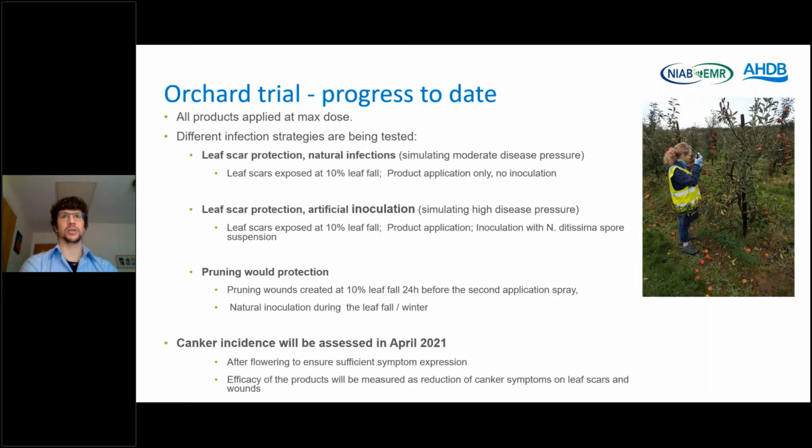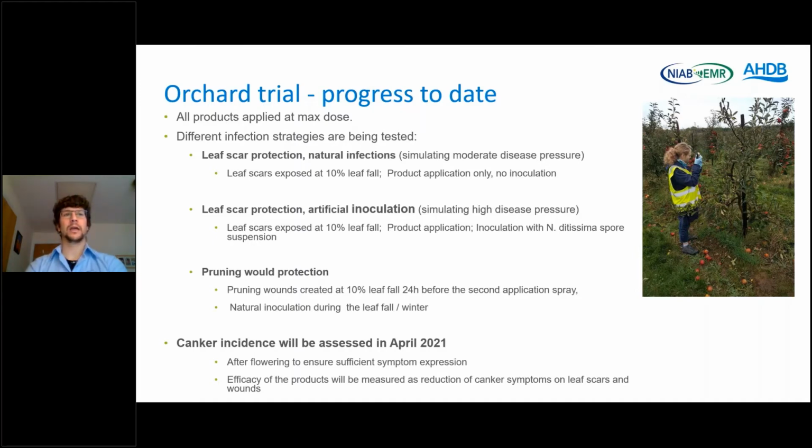That is simulating really high disease pressure, when we put about 500 spores on every leaf scar. And again, here the leaf scar was exposed, product applied, and then inoculated. The third thing that we did, we exposed pruning wounds before spraying, and then sprayed them and inoculated them. And we're going to just wait for natural inoculation during the winter and fall in this case. So we're going to have 3 different data sets to cover 3 different disease pressures, or 3 different infection types, that can occur in the orchard.